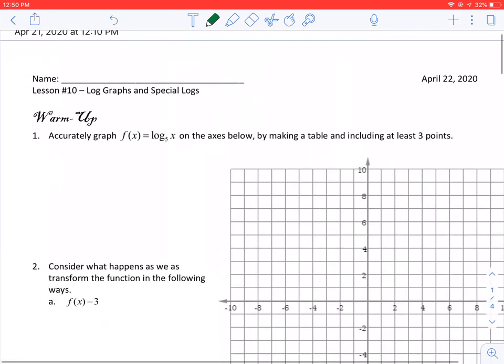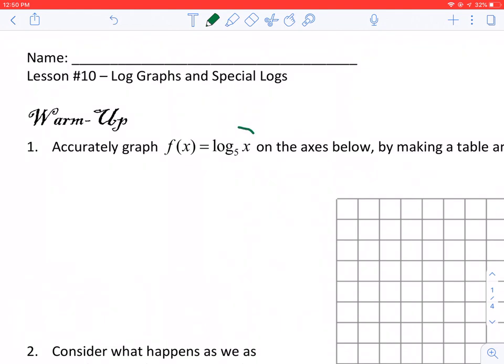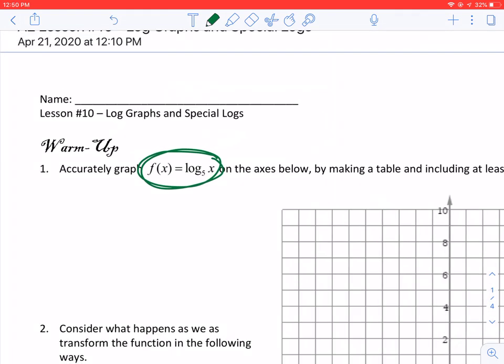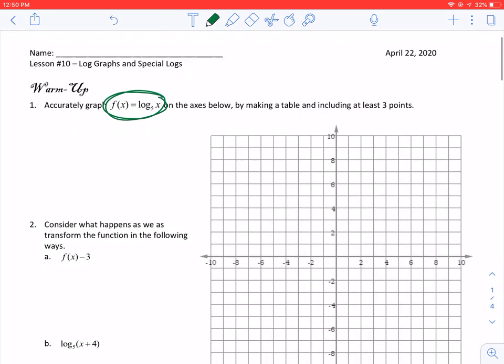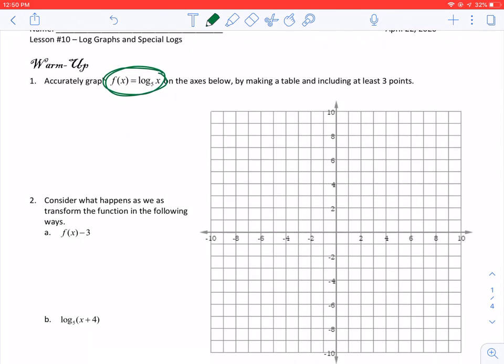So for today's warm-up, why don't you guys just graph f of x here first, log base 5 of x. On Monday, we graphed log base 2 of x. So let's see if it's any different graphing log base 5 of x. Pause the video and give that a shot.